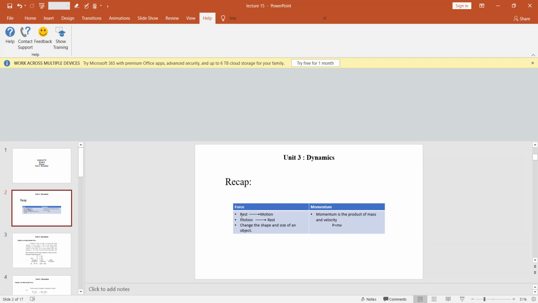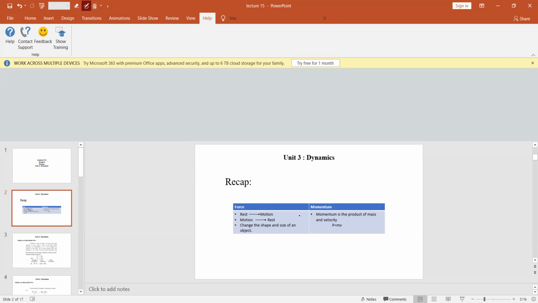Force can help us to bring the object in motion when it is in a state of rest. And if the object is moving, you can bring the object to a state of rest with the help of a force, right? Similarly, you can change the shape and the size of the object with the help of a force.